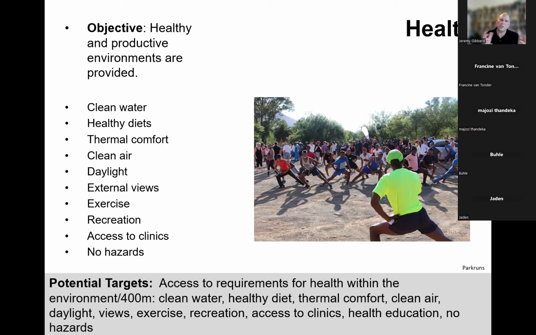Poor ventilation, so clean air, very important, daylight, views, exercise, recreation, clinics, no hazards. So hazards, in many cities, this is not an issue, but in South Africa, we do have hazards. So it's things like being mugged. And how do you look at security and health and safety in the design of your building? And how do you, in your layout, prove that you've addressed this effectively?